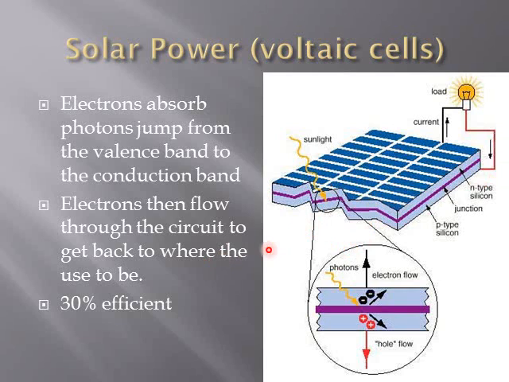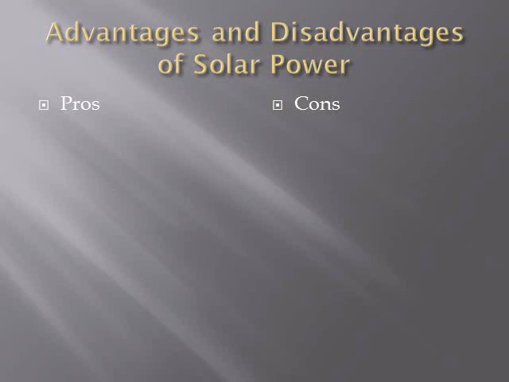However, it's important to know that these solar voltaic cells have really poor efficiency. They only have an efficiency at best of about 30%. So it usually takes a lot of area in order to get enough power to run these things.